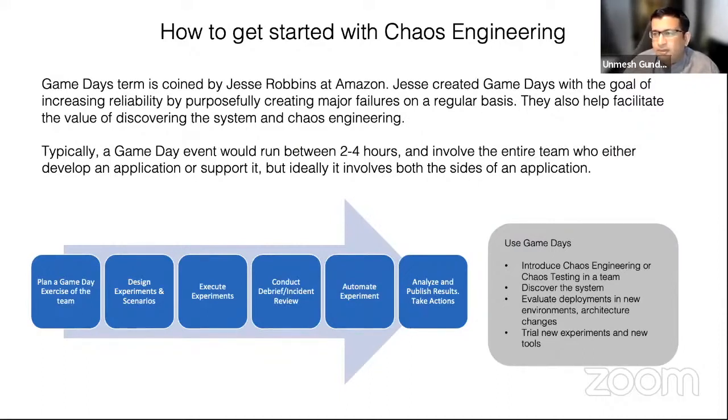Then you observe your system, collect the data, and do your debrief. If there is any incident observed during that experiment, you review that incident, you automate it, and then you can analyze, publish results, and take action. So, let's say the engineering team has some action, the testing team has some action, the operations team has some action. So you maybe improve your user manuals and runbooks, or the testing team can help in automating that.